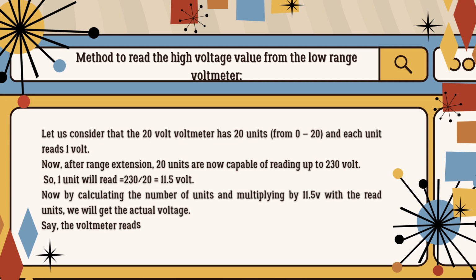Now, by calculating the number of units and multiplying by 11.5 volt with the read units, we will get the actual voltage. Say the voltmeter reads 10 units, then voltage will be 10 multiplied by 11.5 volt, which is equal to 115 volt.